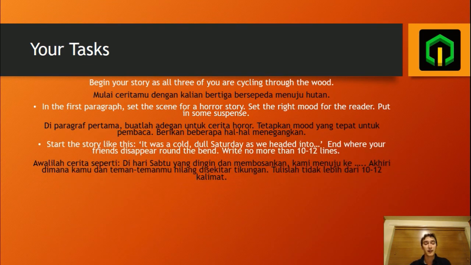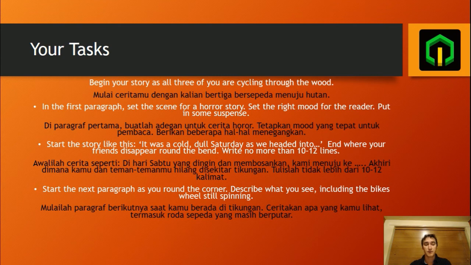Start the story like this. It was a cold, dull Saturday as we headed into... Okay. And then end where your friends disappear around the bend. Write no more than 10 to 12 lines for this section.